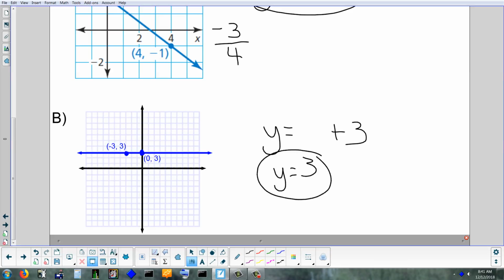Good? So we looked at two ways so far. We give you the slope and y-intercept, plug it into the formula. We give you a graph, identify the slope, identify the y-intercept, put it in y equals mx plus b. Let's look at the third way.